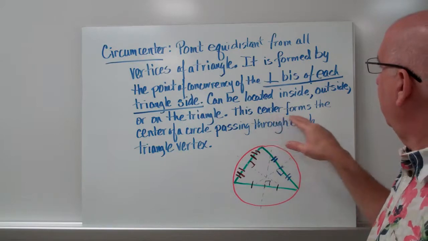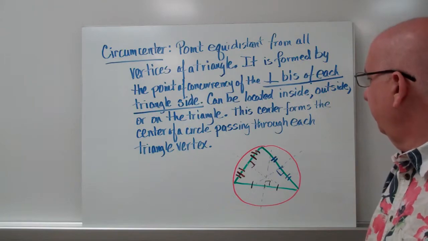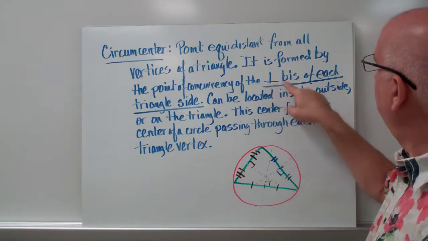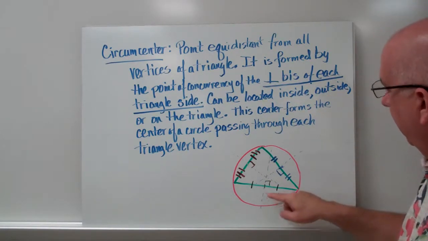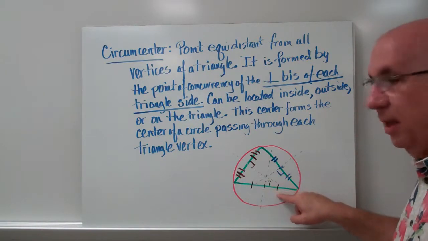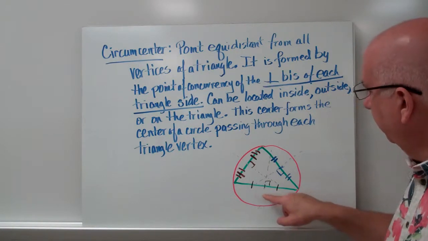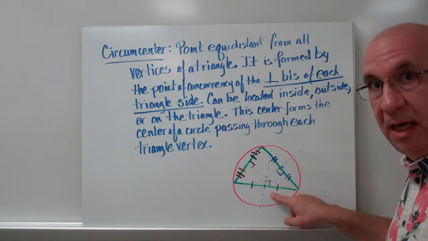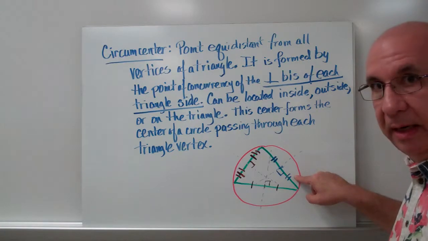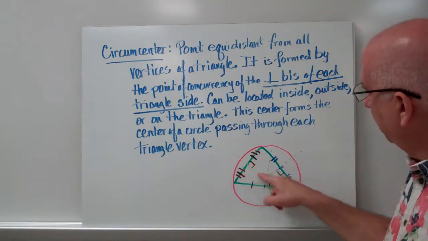This center can be used to form the center of a circle that passes through each of the triangle vertices. Now, what does that mean? Well, if we do a perpendicular bisector of each triangle side, that means it's going to cut something in half because it bisects it. If it's perpendicular, it's going to form a right angle. So it cuts this side in half and forms a right angle. Likewise, it cuts this side in half and forms a right angle. That's the blue line. And this side in half and forms a right angle.